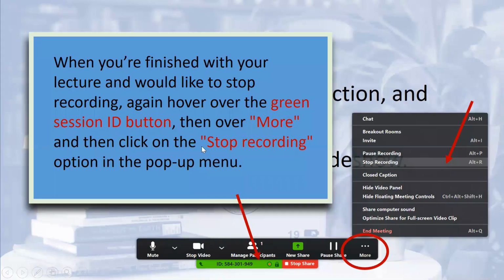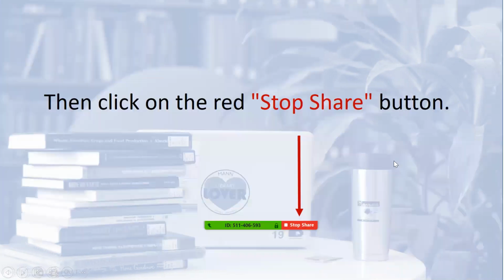When you're finished with your lecture and would like to stop recording, again, hover over the green Session ID button that will appear either at the bottom or the top of your screen. Then hover over More, and then click on the Stop Recording option in the pop-up menu. Then click on the Stop Share button.